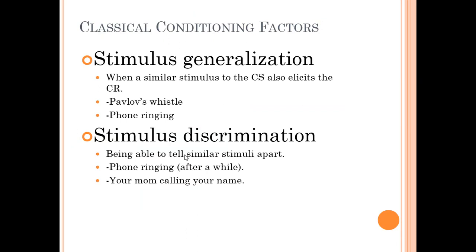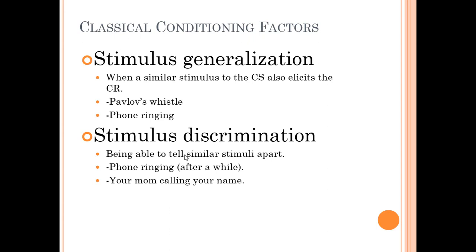Now, it's important to point out that we can generalize stimuli. So let's say that a dog bites you, Fido bites you. Well, it makes sense to be afraid of Fido. Fido is a bad dog. But sometimes people generalize that fear. And now they are not just afraid of Fido, but they're afraid of all dogs. We call this generalization. You apply what you learned to Fido to other things that are similar to Fido.